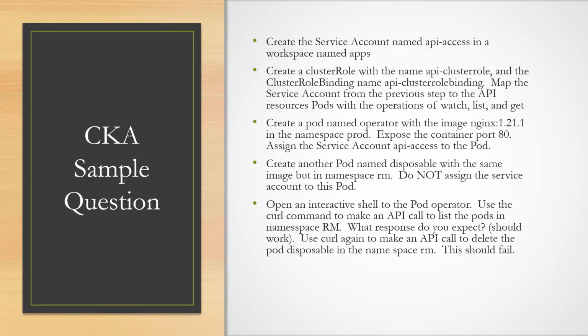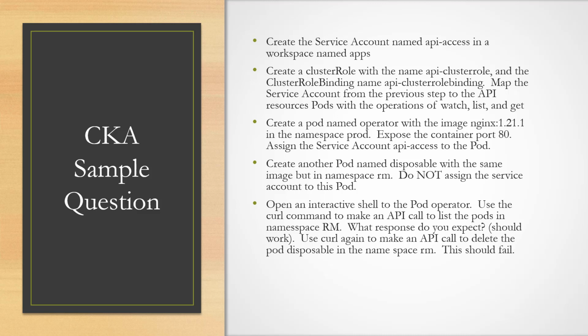What are you tasked with? Quite a lot. You're going to create the service account named API Access and a namespace named Apps. Then create a cluster role with the name API cluster role and the cluster role binding named API cluster role binding. Map the service account from the previous step to the API resources pods with the operations of watch, list, and get.